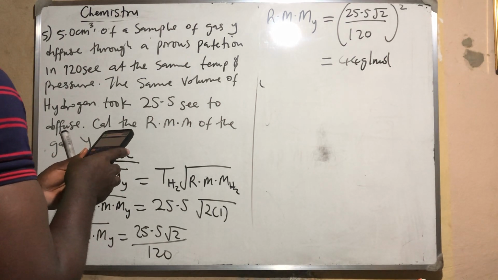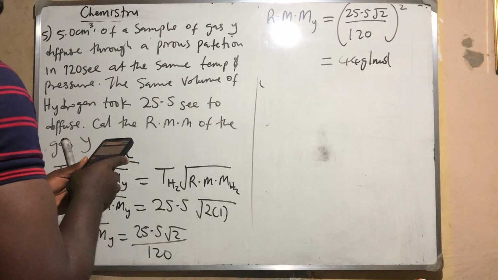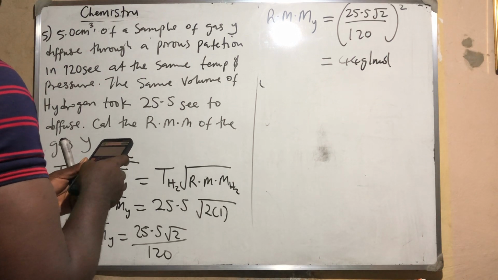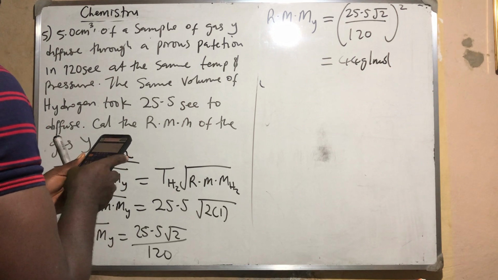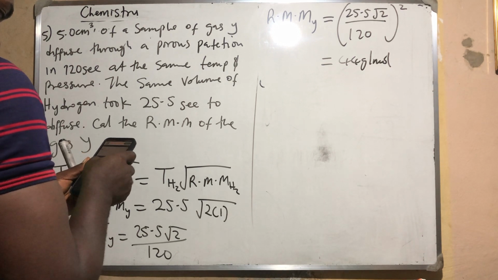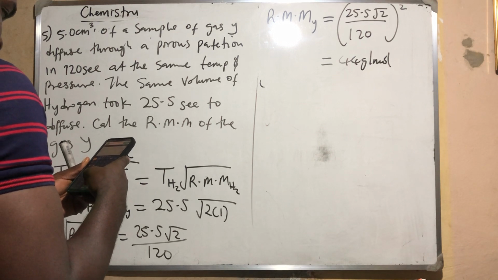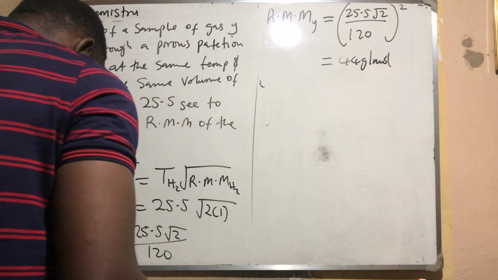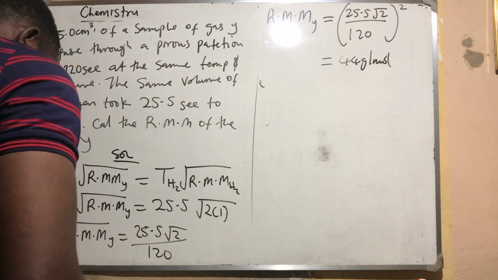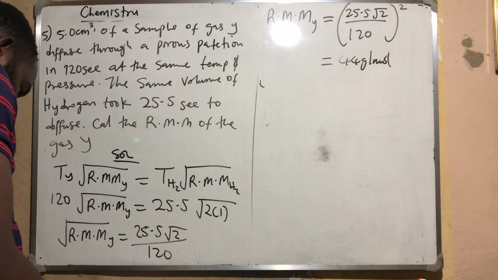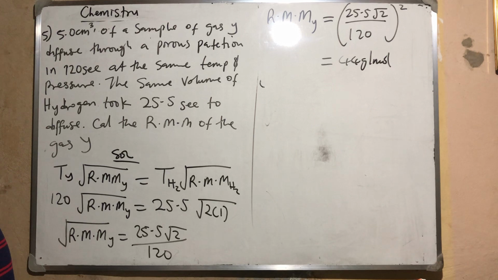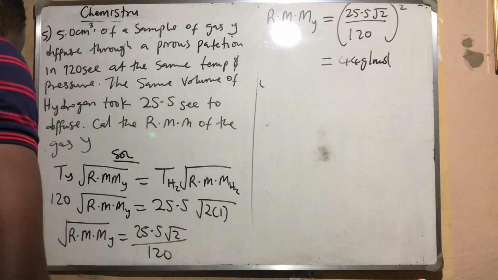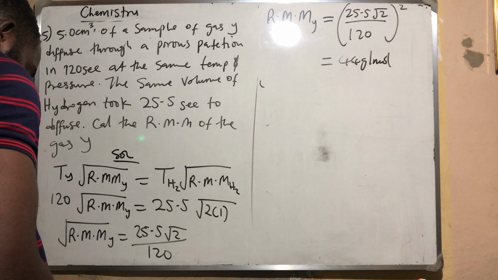25.5 times root 2, then divided by 120, then squared. Okay, 0.09. They got 0.09 gram per mole. So how did they get that? Is there any problem somewhere?